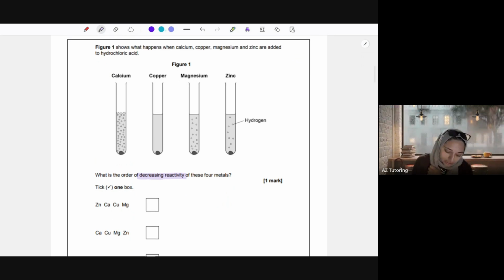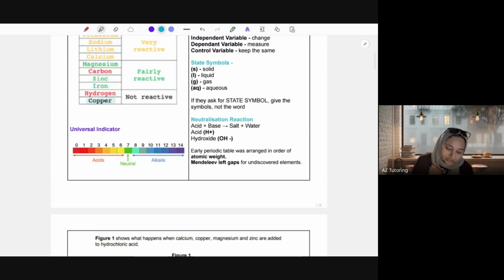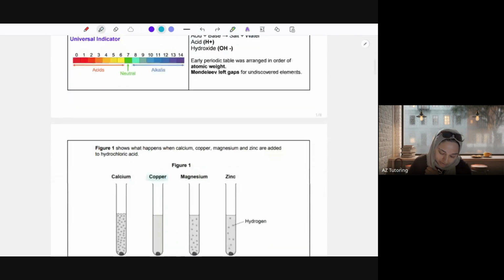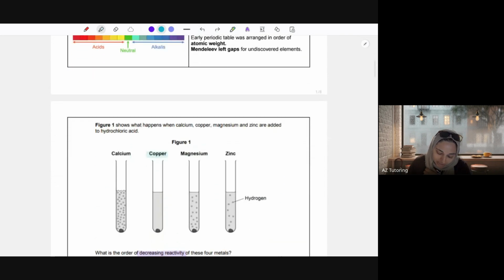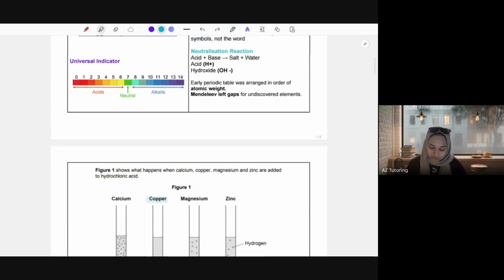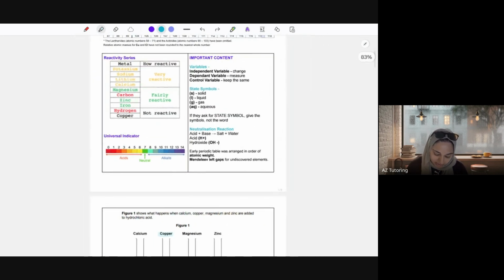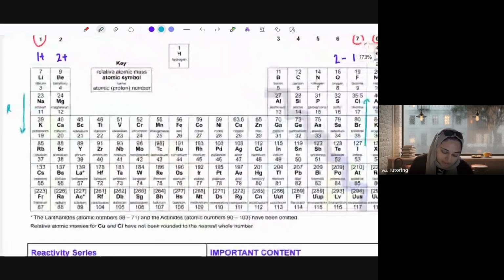You should know that copper is the least reactive. Looking at that reactivity series, you can see copper is right at the bottom. And then we've got calcium, magnesium, and zinc. So what I'd recommend, go back to your periodic table and try and figure it out from there if you do forget the reactivity series. So calcium, magnesium, and zinc. Well, calcium and magnesium's here.